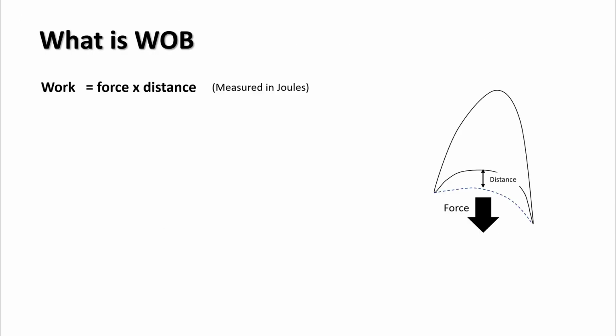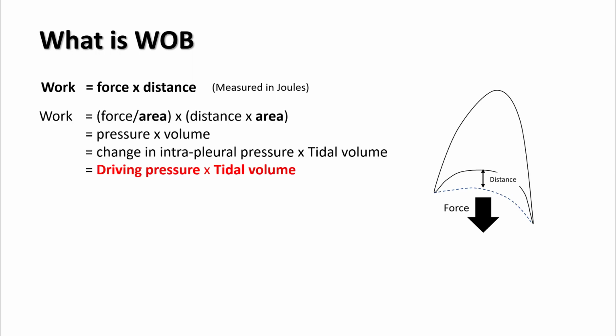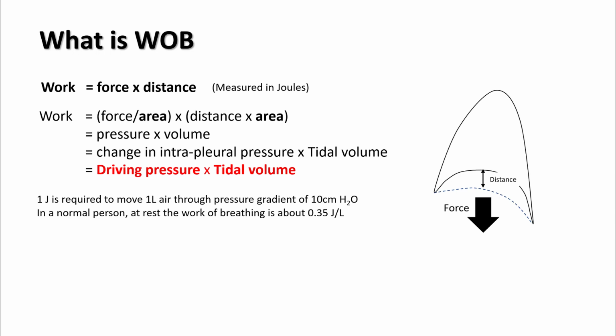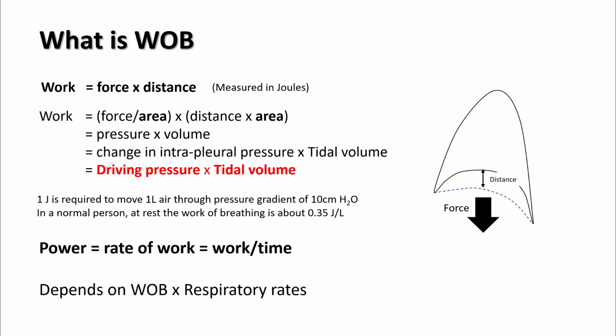Work is defined by force times distance. So in the pulmonary system, the force is the negative force that your diaphragm and your intercostal muscles are generating, and the distance is the movement of the diaphragm. Since the excursion of the diaphragm is a little variable in different places, what we can do is multiply and divide this equation by area, and what you get is pressure times volume. So the work is driving pressure multiplied by the tidal volume. In a normal person at rest, the work of breathing is about 0.35 joules per liter of minute ventilation.